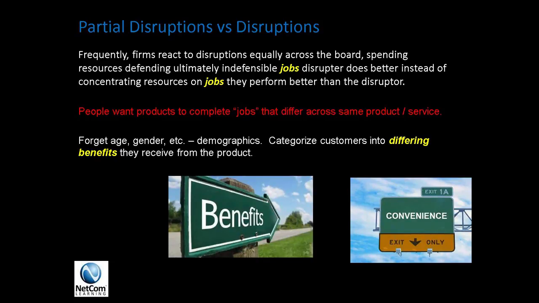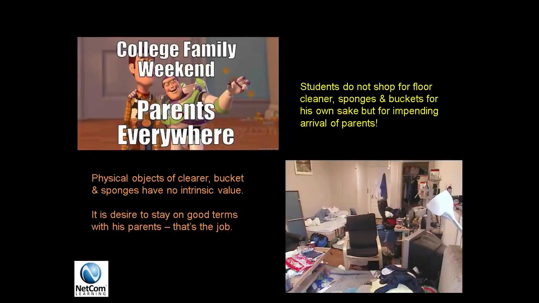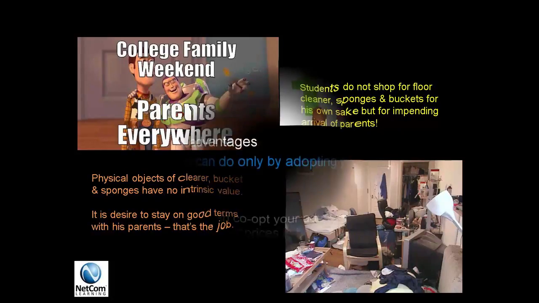So let's forget age, gender, and the traditional demographics. Let's categorize customers into differing benefits that they receive from the product. Let's look at an example of students in a college dorm. Students do not shop for floor cleaner, sponges, and buckets for their own sake, but for the impending arrival of parents. So the physical objects of a cleaner, bucket, and sponges have no intrinsic value. It is the desire to stay on good terms with the parents. That's the job that the student wants from the cleaning supplies.